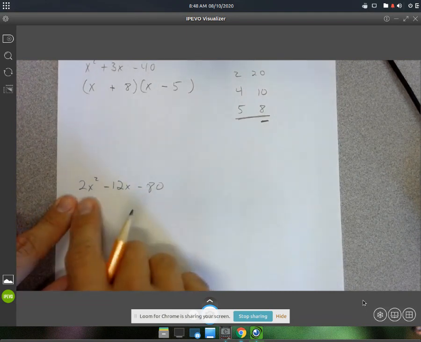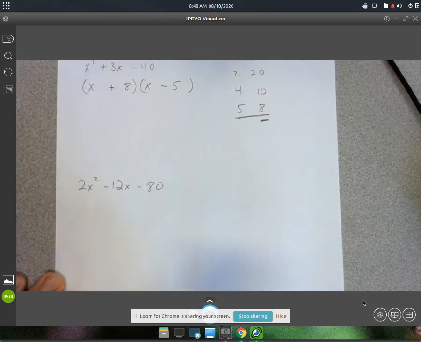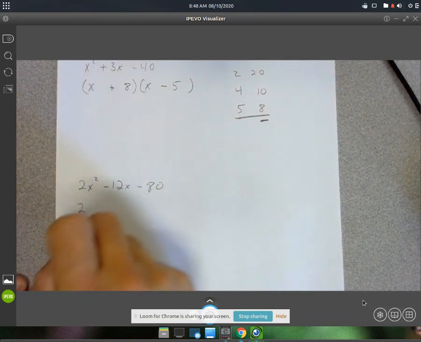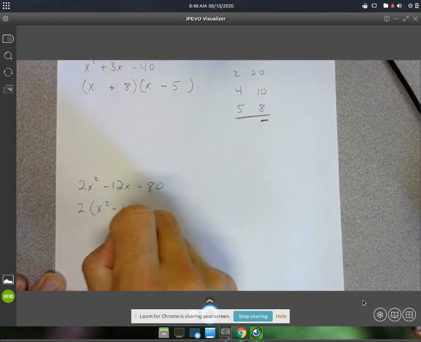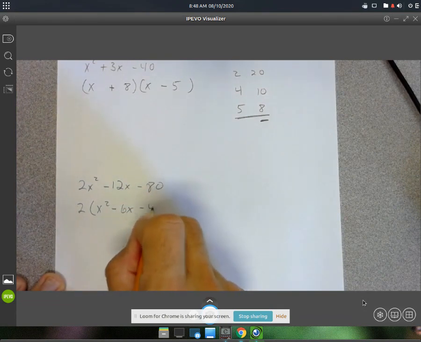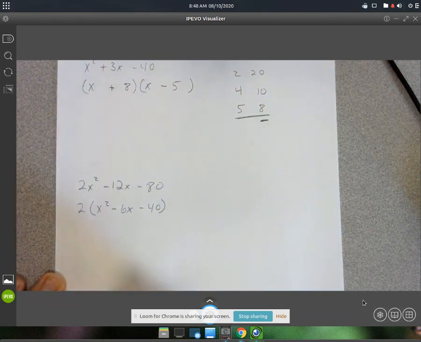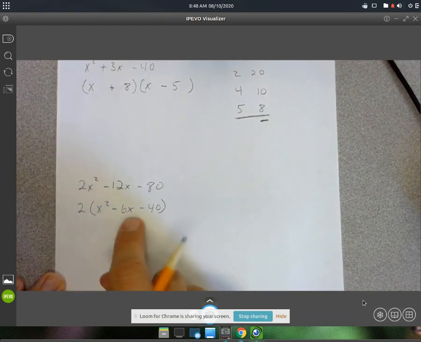They all can be divided by 2, so we're going to factor out a 2 first. 2, and we give us an x squared. This will give us a 6, and this will give us a 40. All right, 2 times that is that, 2 times that is that, 2 times that is that. All right.